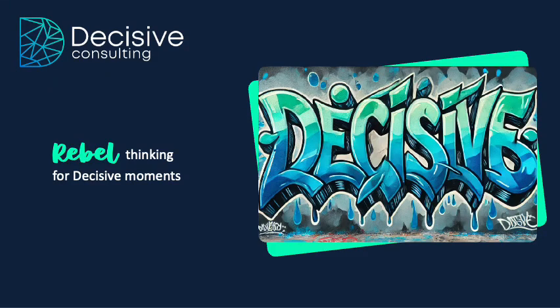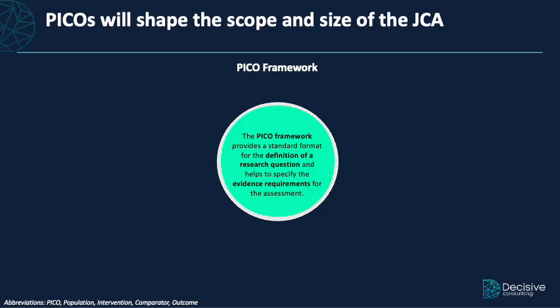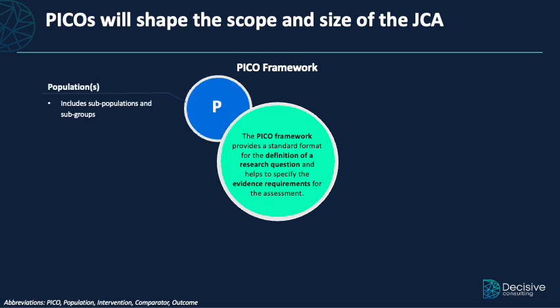This short explainer video will talk about PICOs, which are a key element of the new JCA process. The PICO framework provides a standardized format for generating the research questions and therefore the evidence required for making an assessment under the JCA framework. So P is for population or populations, as it may include subpopulations and subgroups.